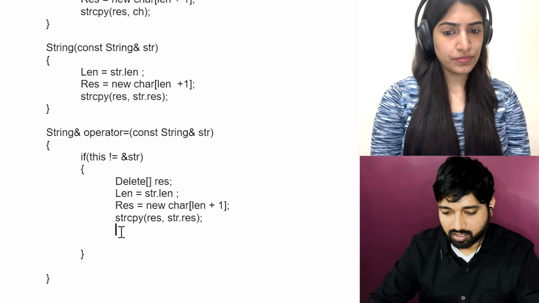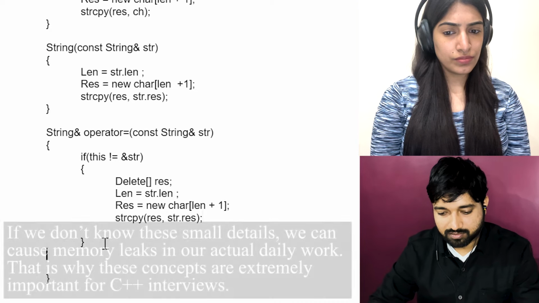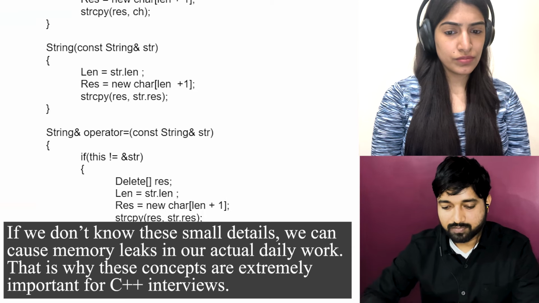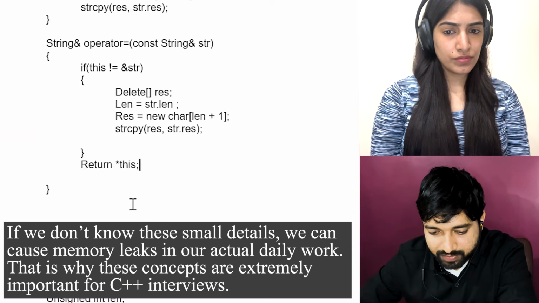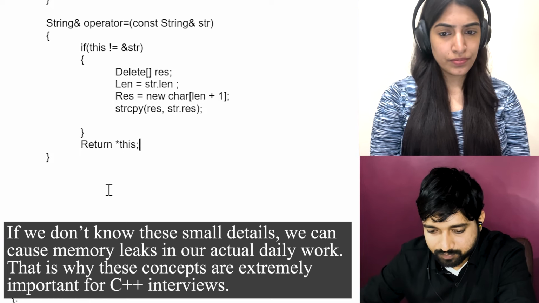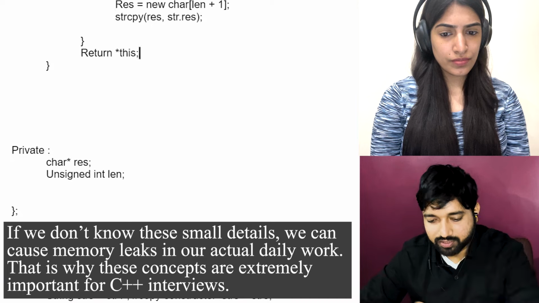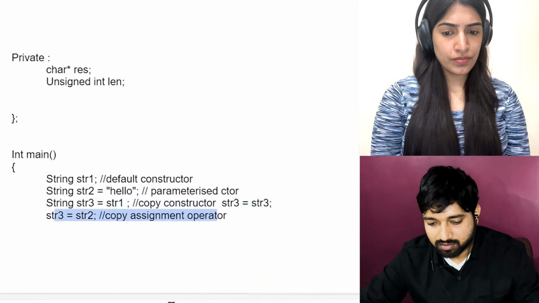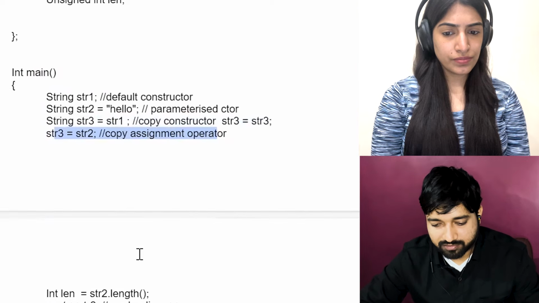So now that we have done this, what we'll do is just return this. So return star of this. Okay, so this is for the copy assignment operator. Okay, so the next we have is length.